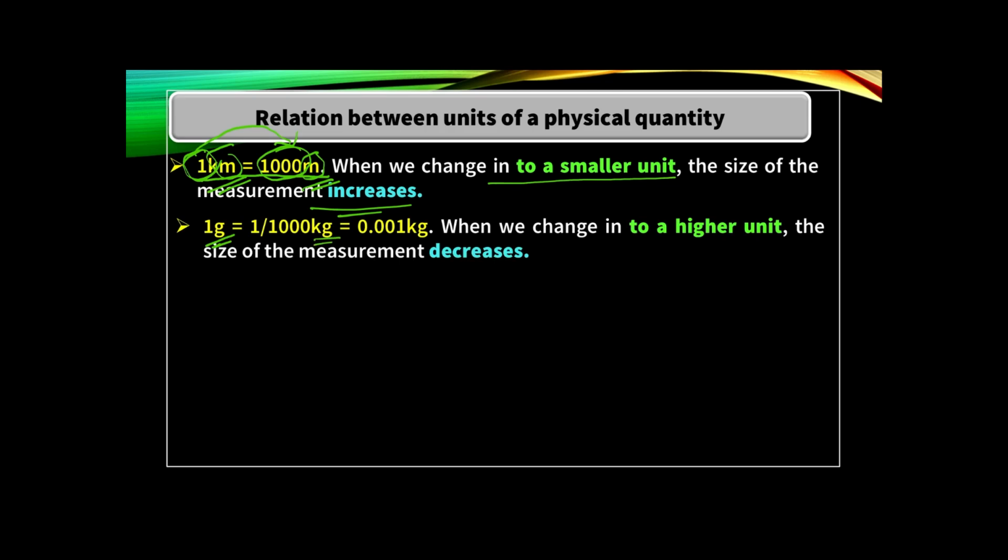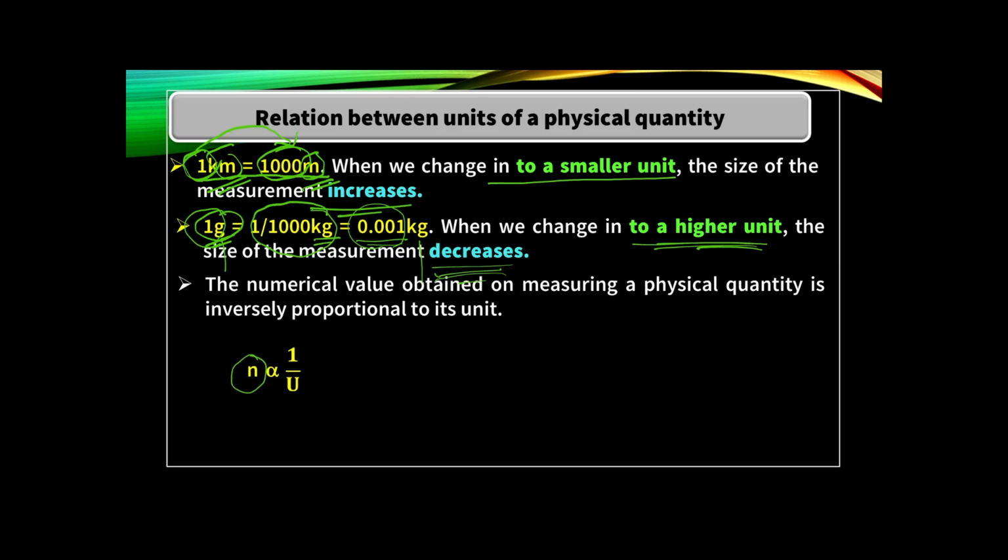For smaller to a higher unit, the number should decrease. 1 gram, how will you change it into kilogram? Divided by 1000. So you are changing to a higher unit, but look at the size. It becomes smaller. Rule: the size is inversely proportional to the unit, which means if you go to a higher unit, the size becomes smaller.